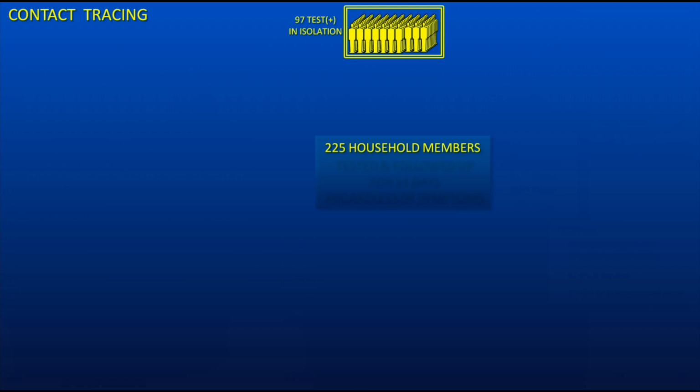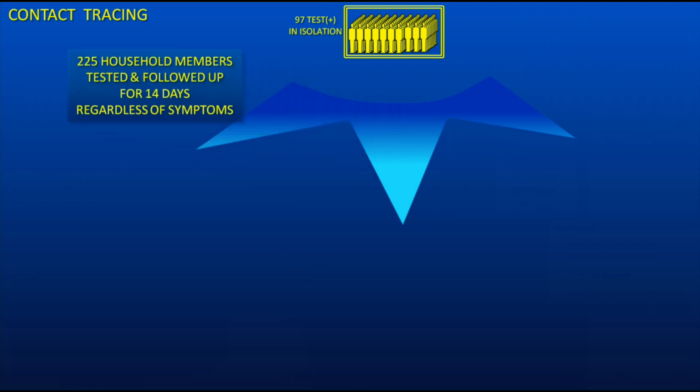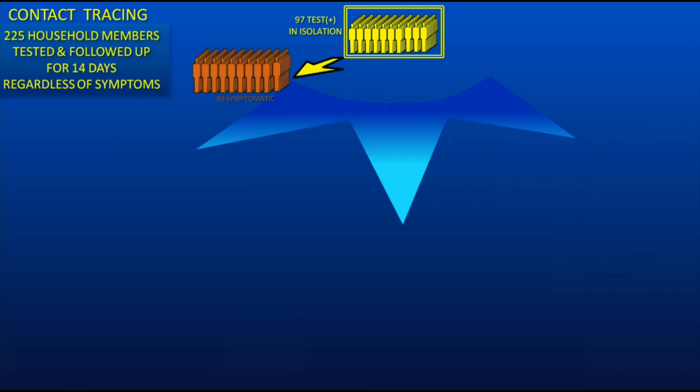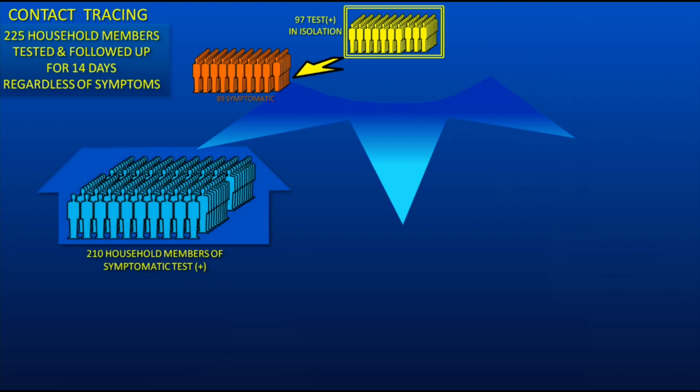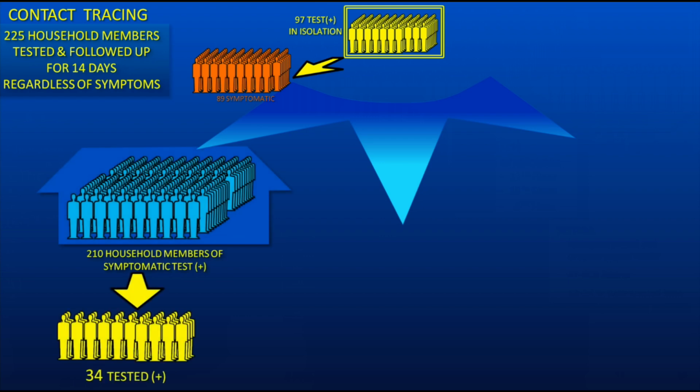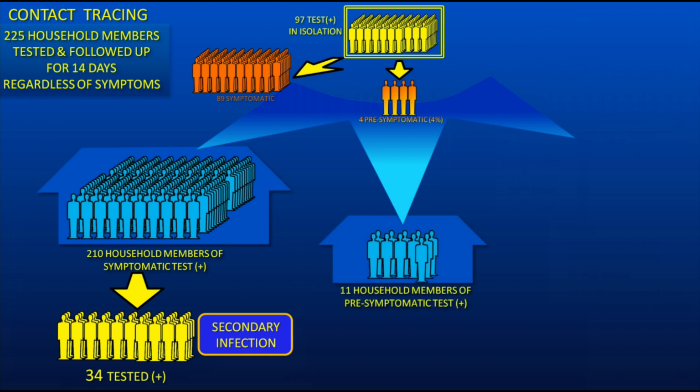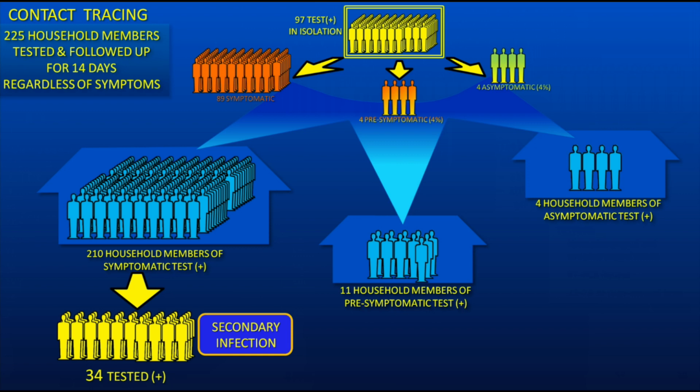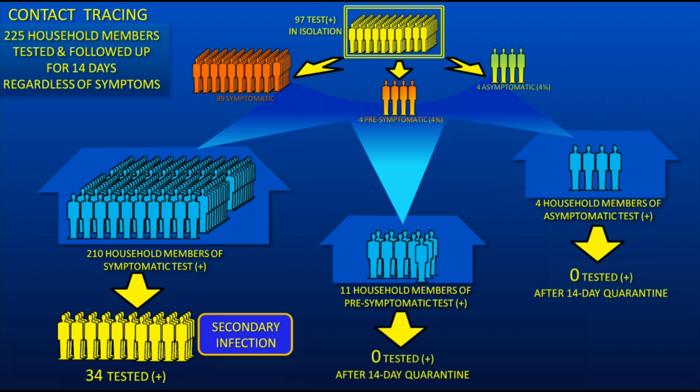The researchers also investigated, tested, and monitored household contacts of all confirmed test positives for 14 days after discovery, regardless of symptoms. 225 household contacts were identified, which works out to be an average of 2.3 household members per confirmed test positive patient. Of the 89 symptomatic test positive patients, 210 household members were followed, and 34 tested positive for COVID-19. This is called secondary infection. Of the 4 pre-symptomatic patients, 11 household members were identified, and of the 4 asymptomatic patients, 4 household members were identified. None tested positive after 14 days of quarantine.